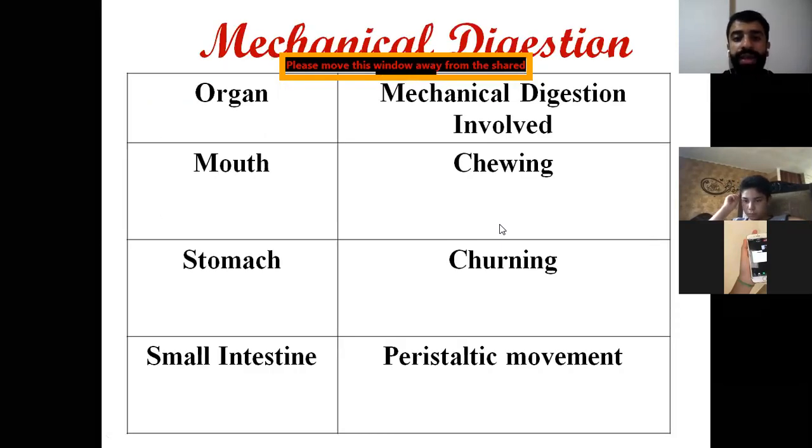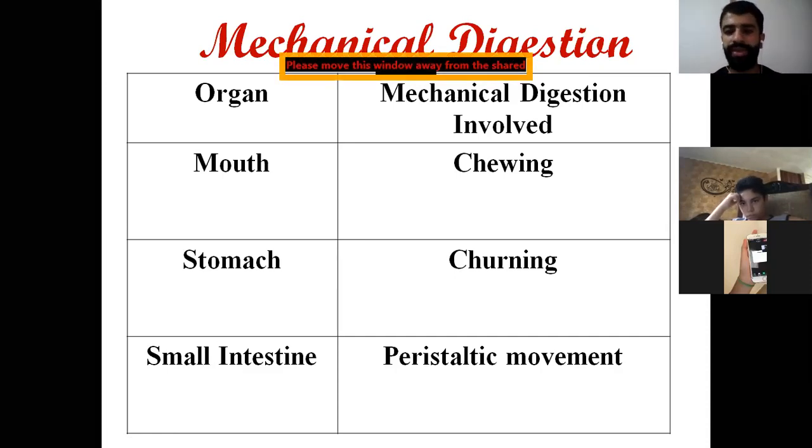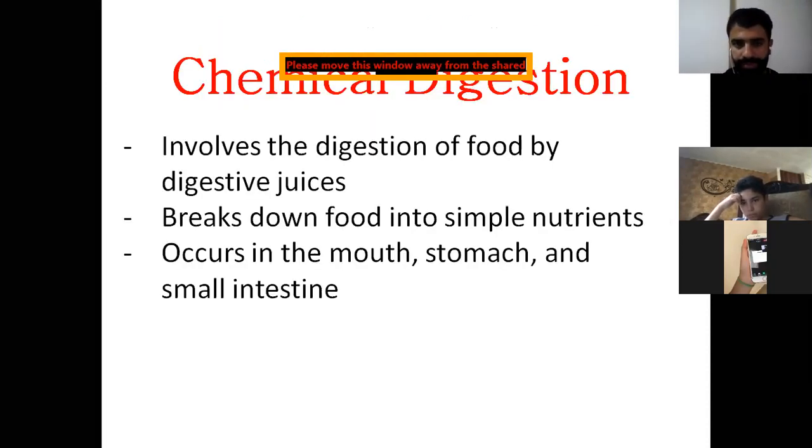As for the actions involved, in the mouth we have something called chewing. Whenever we eat the food, we do chewing. In the stomach, it's called churning. And in the small intestine, we have something called peristaltic movement. So you have to know that in the mouth, mechanical digestion is called chewing. In the stomach, it's called churning. In the small intestine, it's called peristaltic movement.